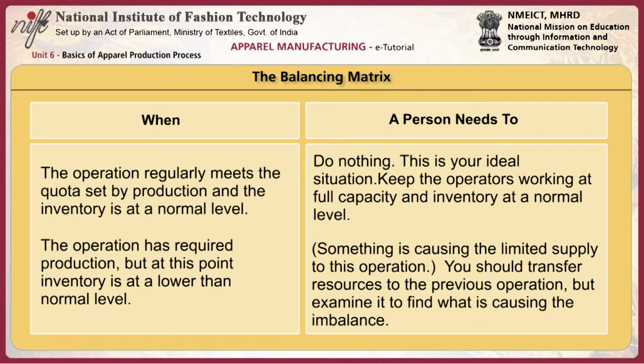When the operation meets required production, but at this point inventory is lower than normal levels, something is causing the limited supply to this operation. You should transfer resources to the previous operation, but examine it to find what is causing the imbalance.